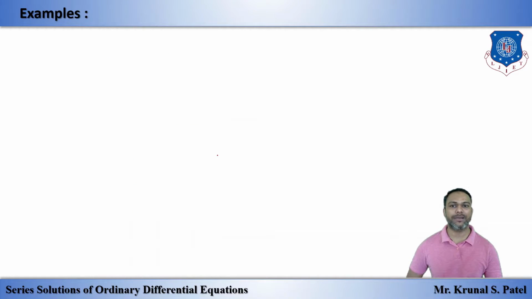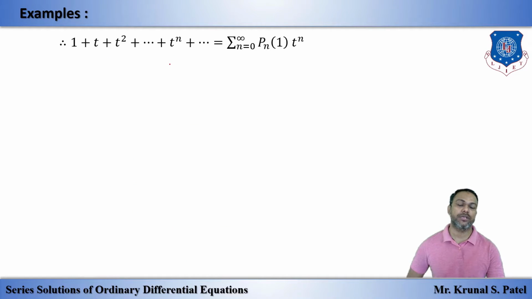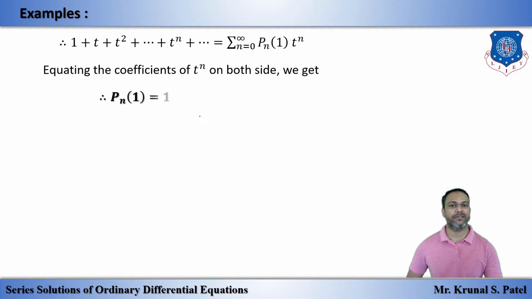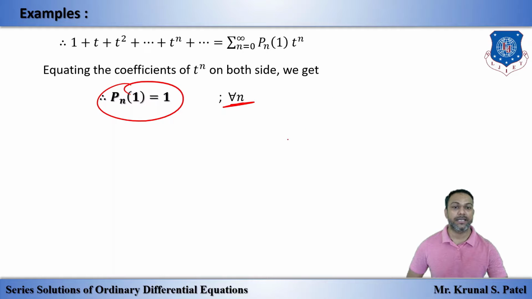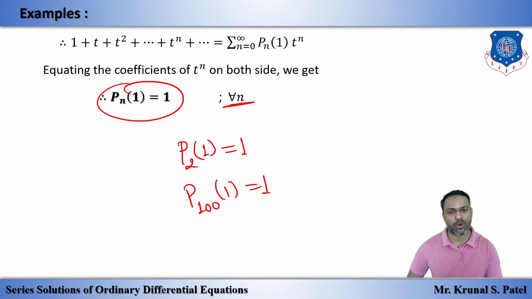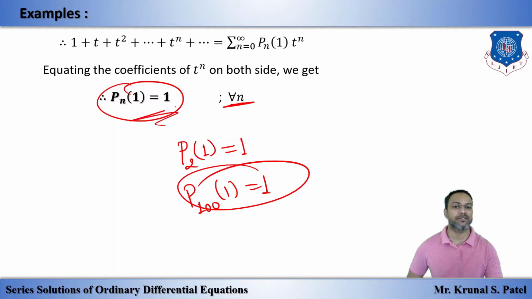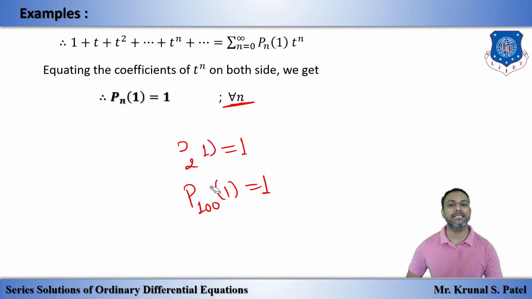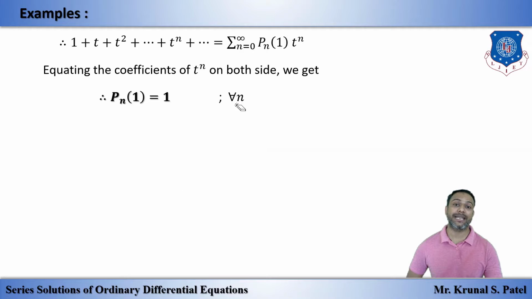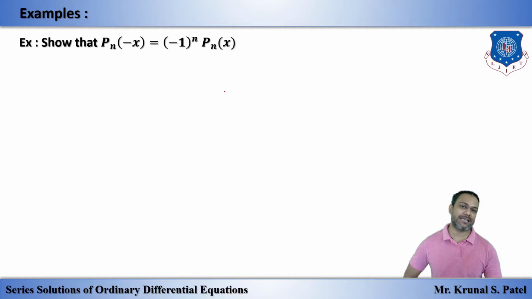Simple. By equating the coefficient of t^n on both sides, we have the final answer for all n. That means if in an MCQ it is asked what is the value of P2(1), it is also 1, and the value of P100(1) is also 1. For all n it's always 1. Pn(1) is 1 for all n. That you have to remember. This can help you in MCQ.